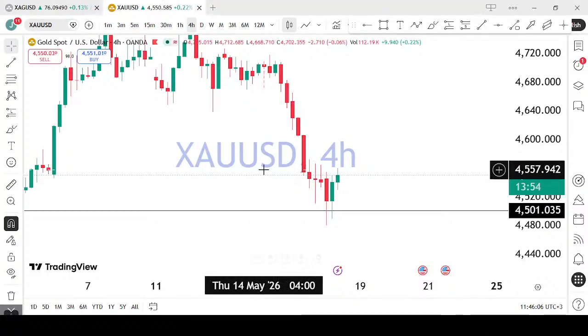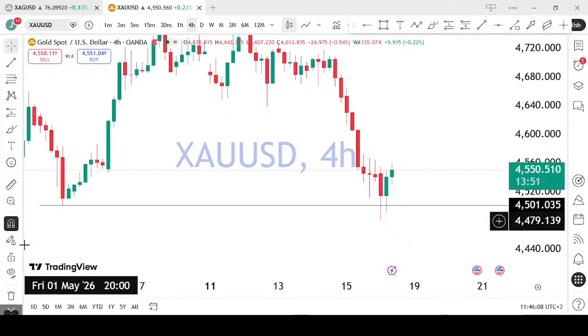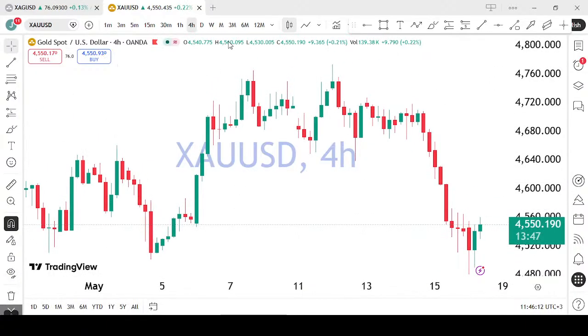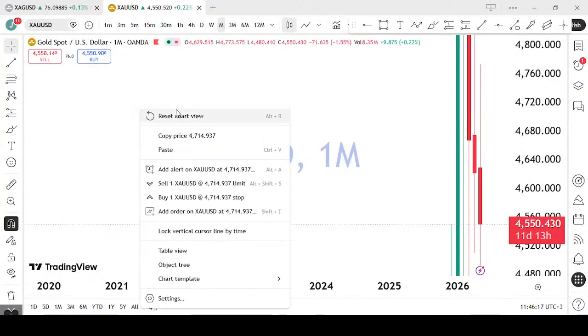This is Goldie, and I'm going to pass through top-down analysis. After that, I'm going to look for opportunity if possible.